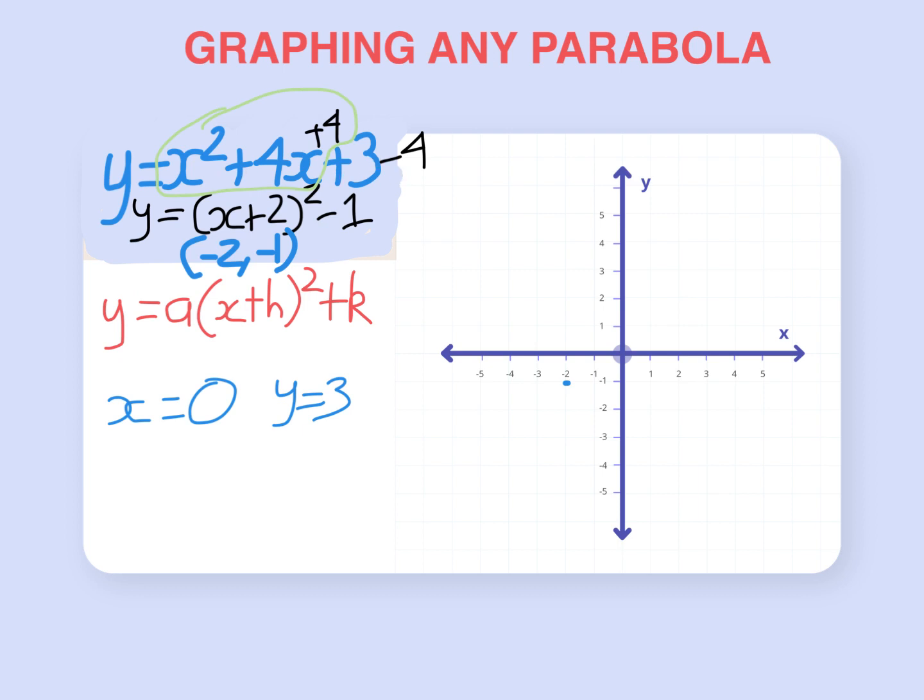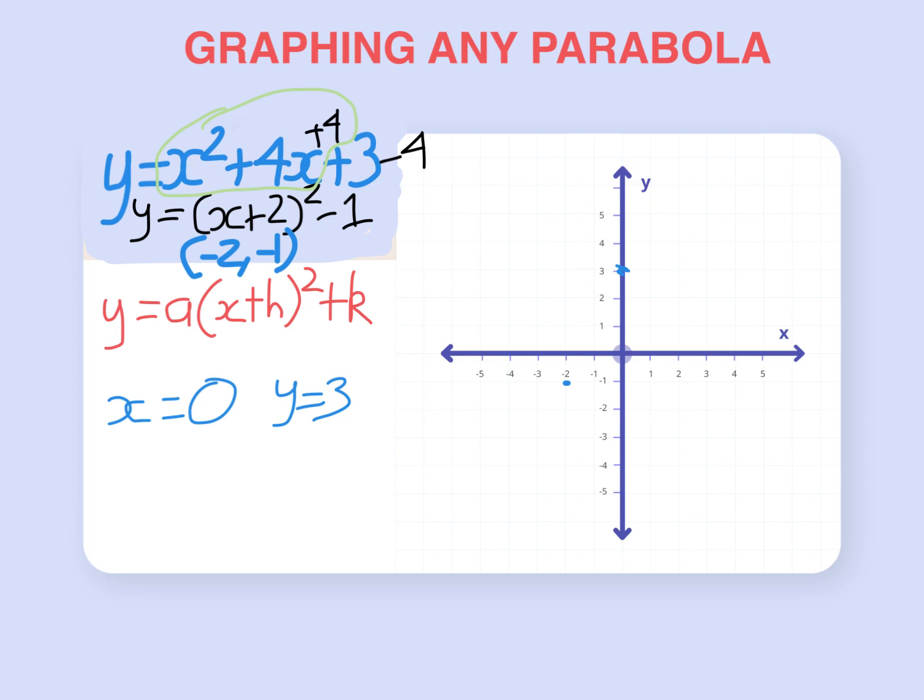Of course, we could have just gone y equals (0 plus 2) squared, which is 4, minus 1 is 3. It doesn't matter whether you substitute x equals 0 in here or here, you should get y equals 3, and that, of course, means that the y-intercept is up here at 3.